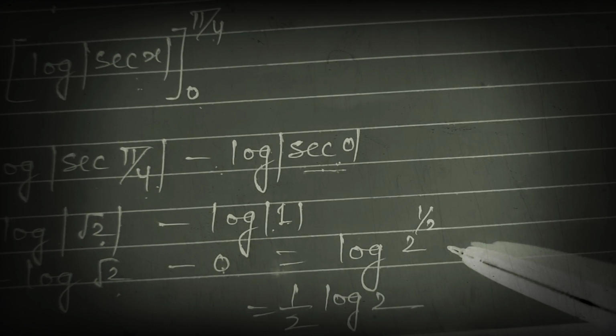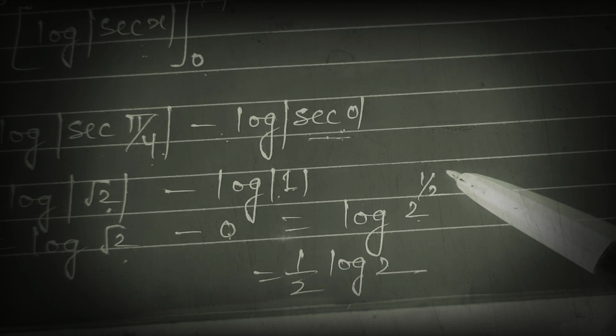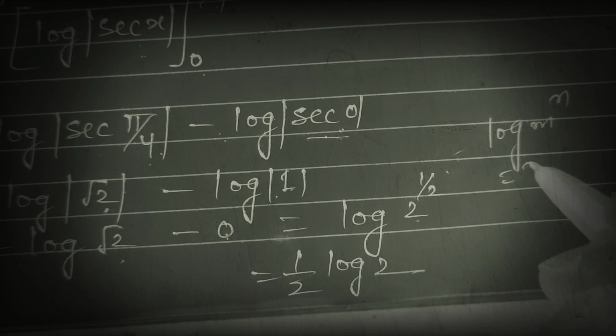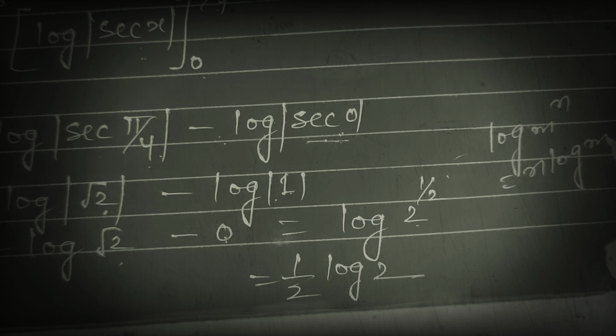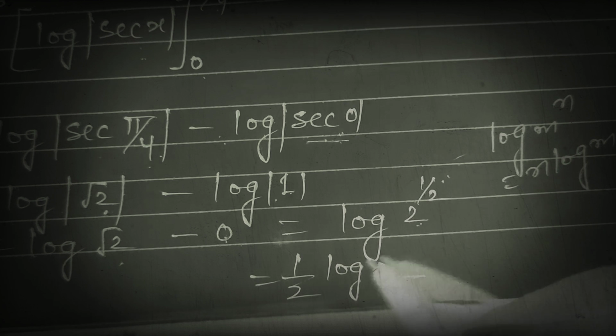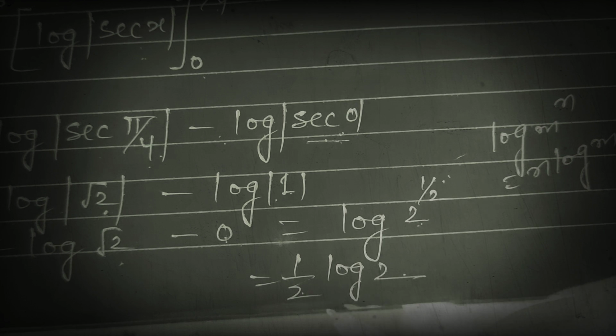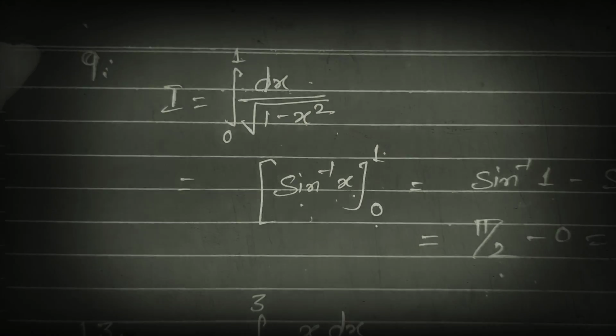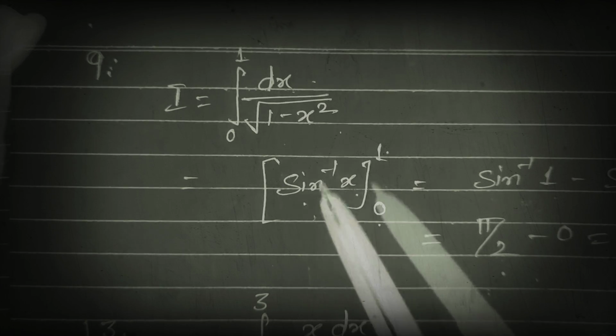And we can write root 2 as 2 raised to power 1 by 2. And we know the property that log m raised to power n is n log m. Log m raised to power n को हम लिख सकते हैं n log m. पावर आगे आ जाएगी, half of log 2. Half of log 2.